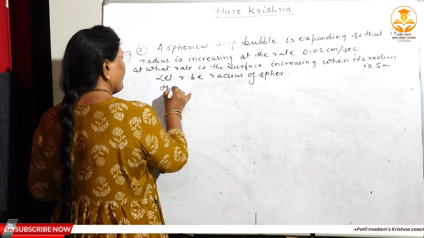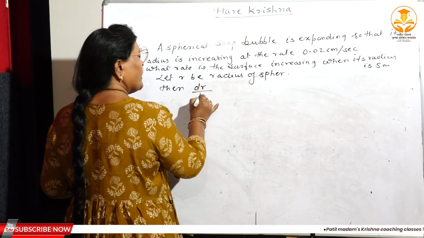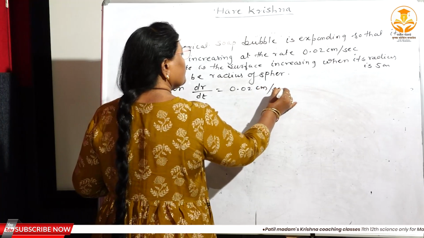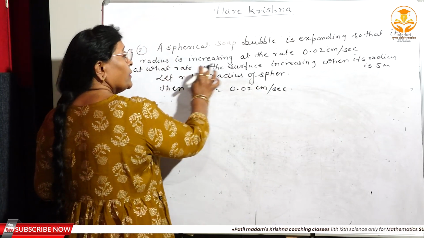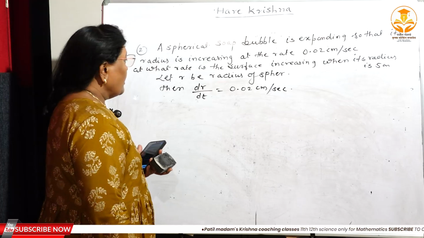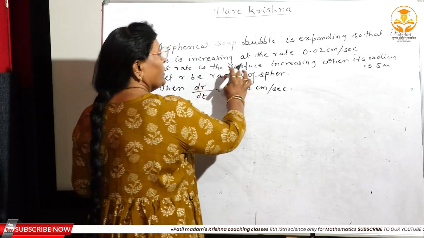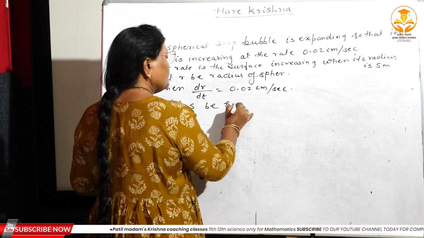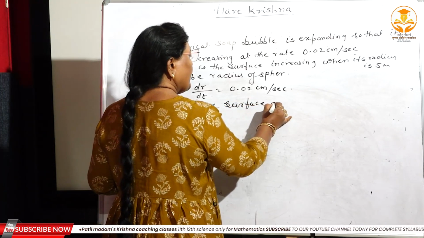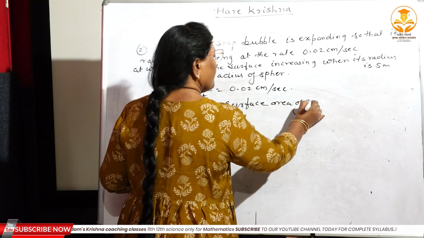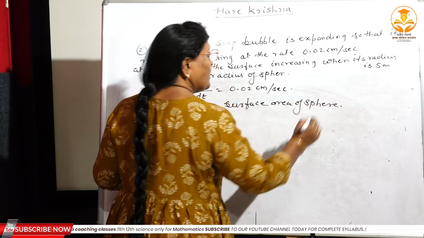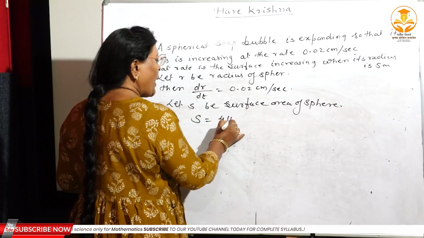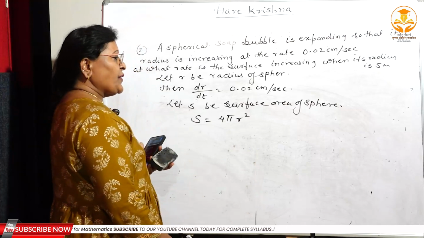Then they have given dr divided by dt equal to 0.02 centimeter per second, isn't it? At what rate is the surface area increasing? Let S be the surface area of a sphere. What is the surface area of a sphere? You have studied in 10th standard. So, S is equal to 4 pi r square. This is the surface area of a sphere.